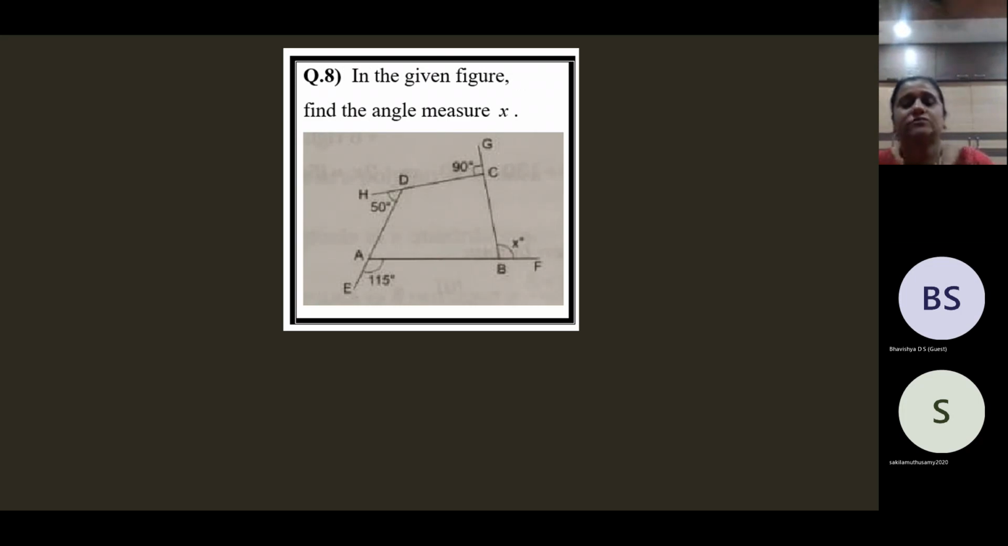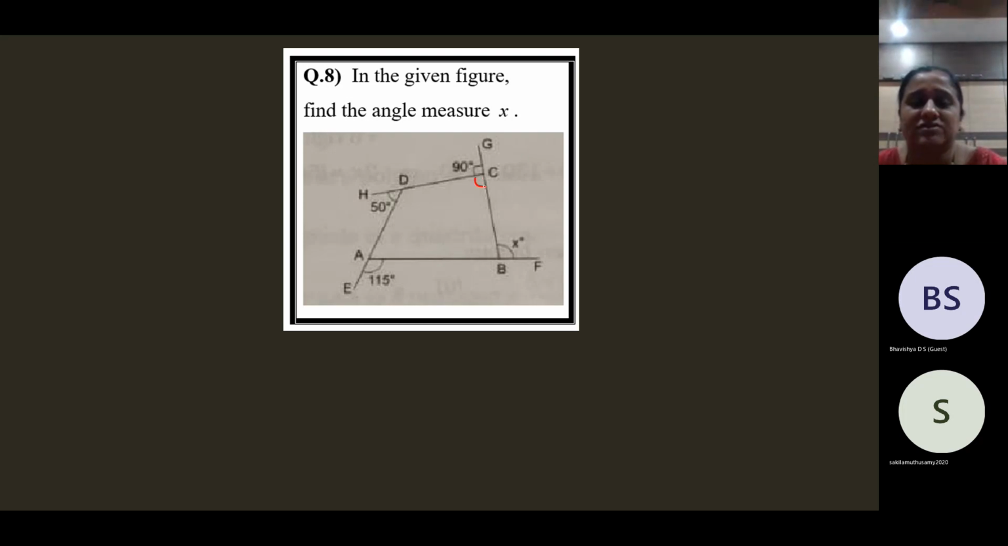Find the value of x in the figure. We'll do this one and wind up the session for today. What is the sum of all the exterior angles of a quadrilateral? This one is a quadrilateral. You can see that 360 degrees. ABCD is a quadrilateral and 90 degrees is an exterior angle. All these angles are marked as exterior angles.